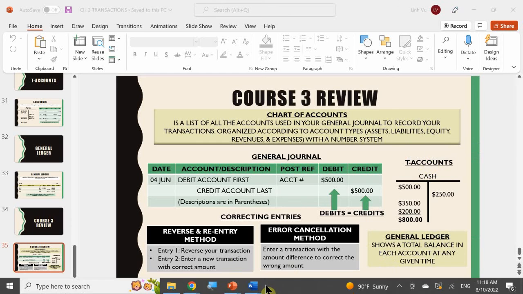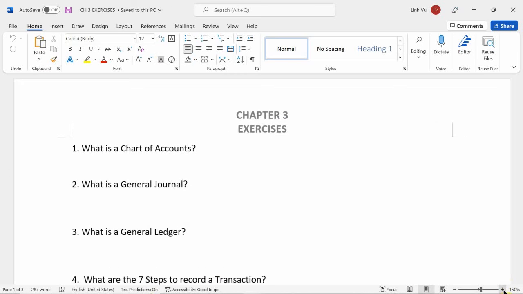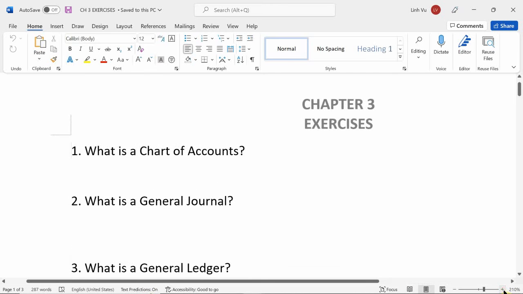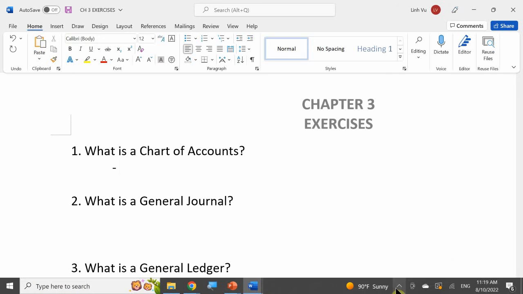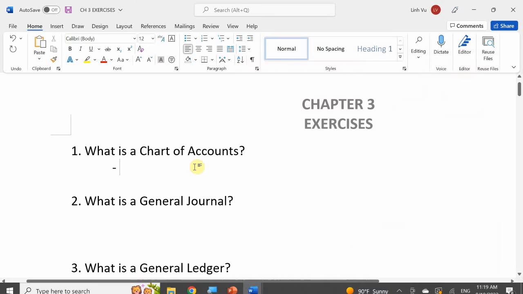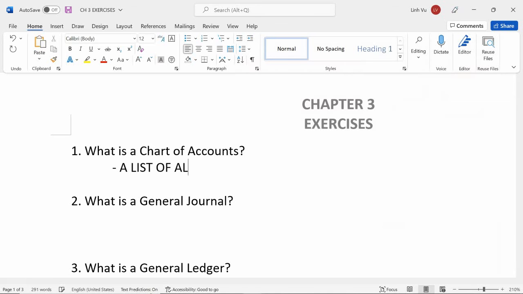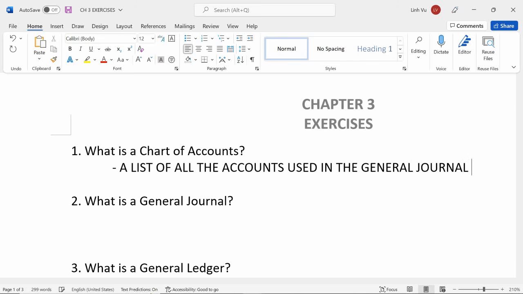Okay, so let's go ahead and complete the Chapter 3 exercises here. Question number 1, what is a chart of accounts? A list of all the accounts used in your general journal. Good. Excellent. A list of all the accounts used.